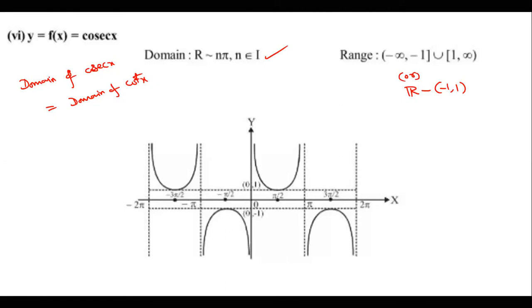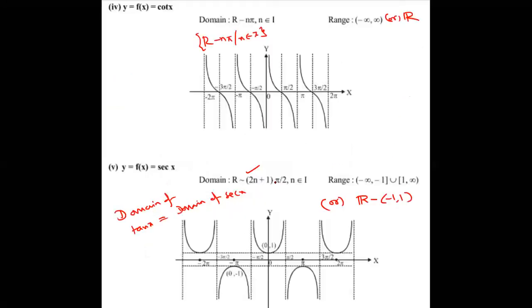Okay. See the graphs carefully. What is this? y is equal to 1. What is this? y is equal to -1, like that. That's why, see the range: the curve touches the lines y is equal to 1 and y is equal to -1. That's why they are included. Clear? Similarly, the previous one also, see the same thing.